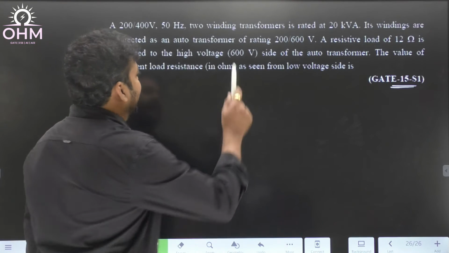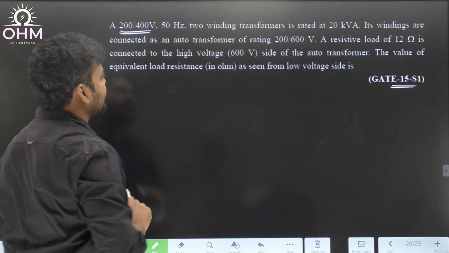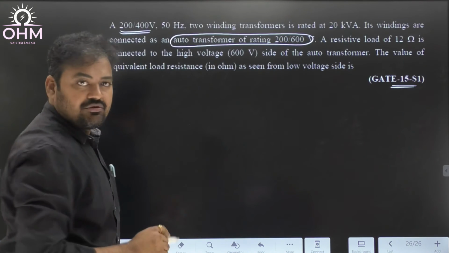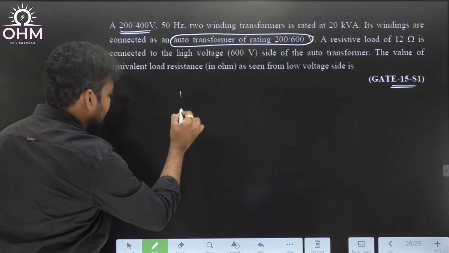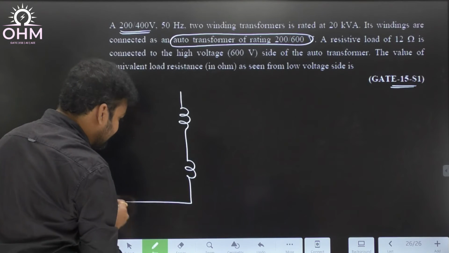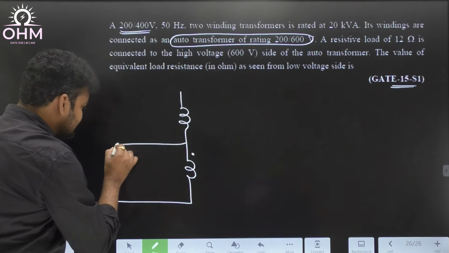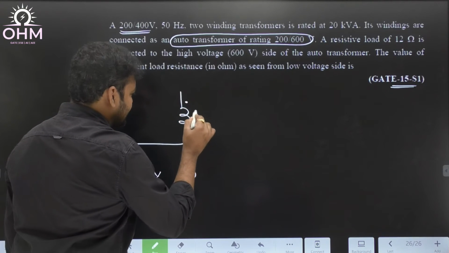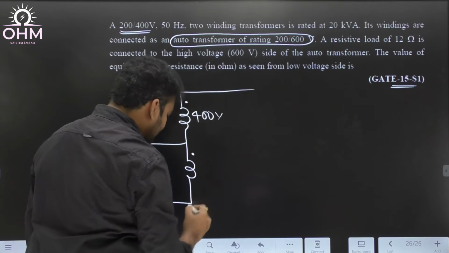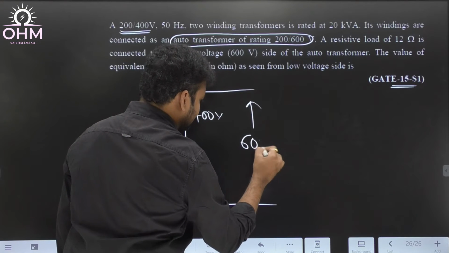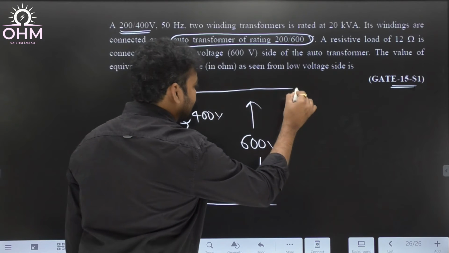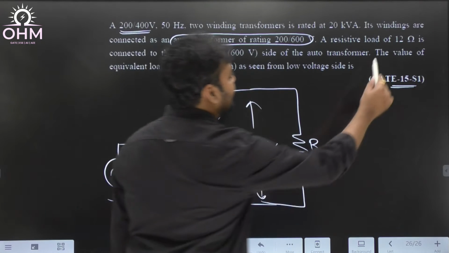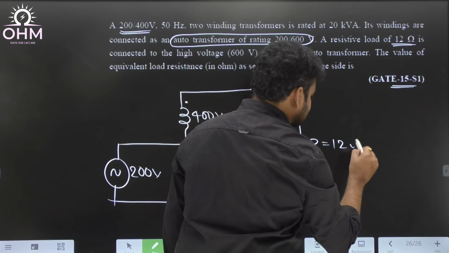Very simple. Actually, it was a 2-winding transformer, 200 by 400 volt. But it is connected as auto transformer of 200 by 600 volt. Okay, how does the auto transformer connection look? So 200 by 600 volt, it's a step up auto transformer. Therefore input voltage is 200 volt. Here you will give 200 volt as a source voltage. Therefore this is a 400 volt winding and the output voltage will become 600 volt. Okay, now across this 600 volt a resistance was connected. What is the resistance value? 12 ohm is connected.